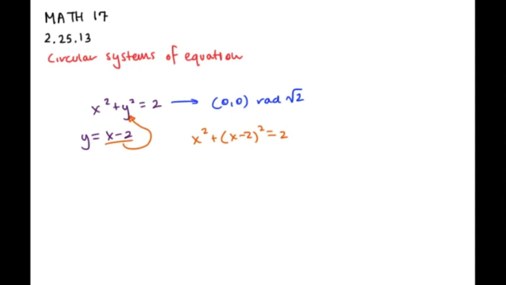So now let's do some foiling. x squared plus x squared minus 4x plus 4. If you don't believe me, do it yourself. Equals 2. Now 2 x squared terms, let's just combine them. So it's 2x squared minus 4x. Let's bring this 2 over to this hand side. So it's 2x squared minus 4x minus 2 equals 0.